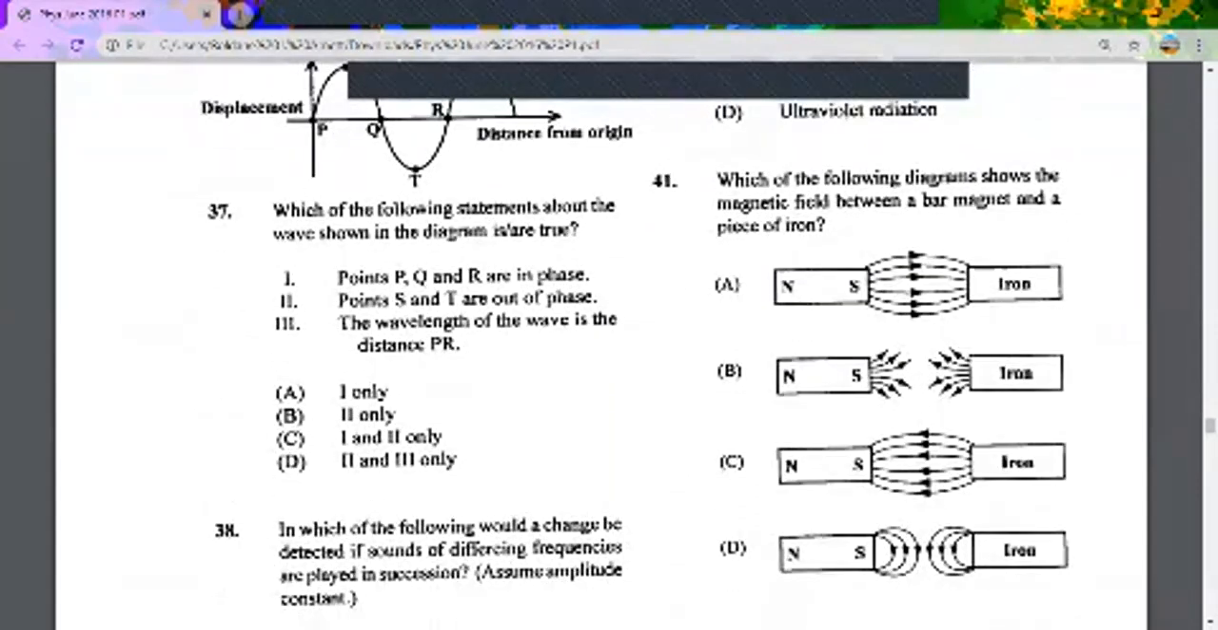41. Which of the following diagrams shows a magnetic field between a bar magnet and a piece of iron? So we have a bar magnet and we have an iron. Let's look at it. So the bar magnet should have a magnetic field, but the iron should have no magnetic field. And we know for a magnetic field for the North Pole, the arrows would point inwards. And for the South Pole, the arrows would point outwards. So A would be the answer.